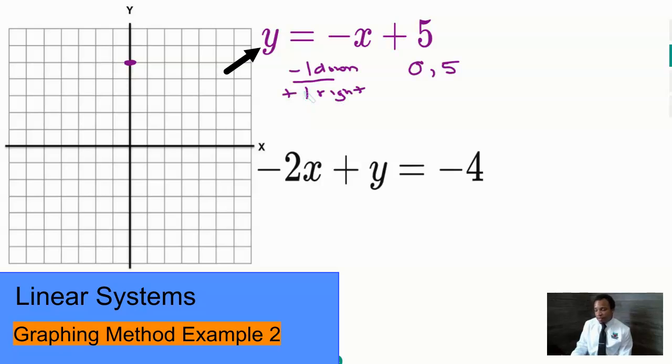If you are struggling with graphing linear functions, I'll leave a link to our other videos in the description below, where we go over how to graph linear functions in slope-intercept form. So from our y-intercept, we go 1 down, 1 right, 1 down, 1 right, as many times as we can.